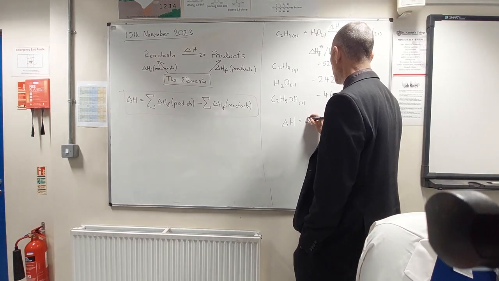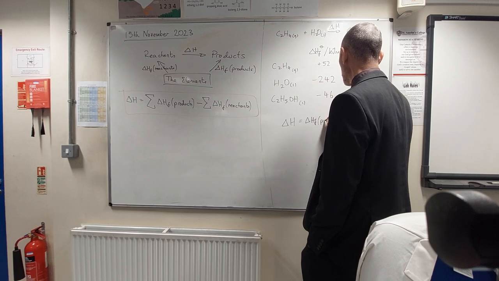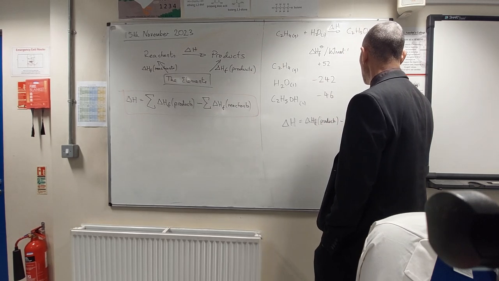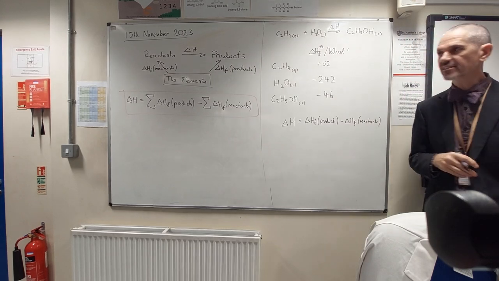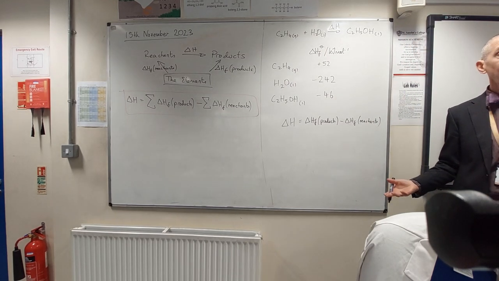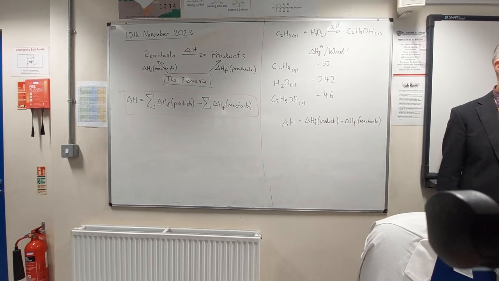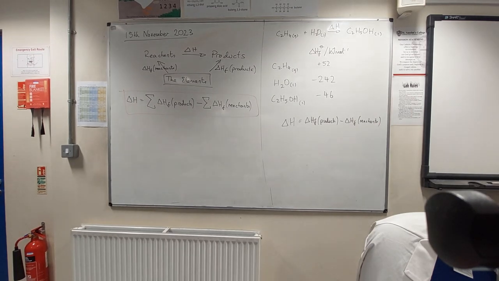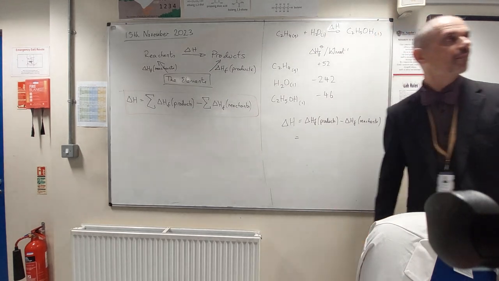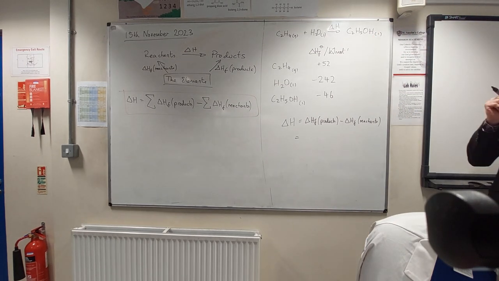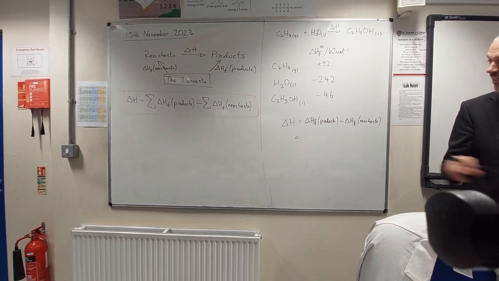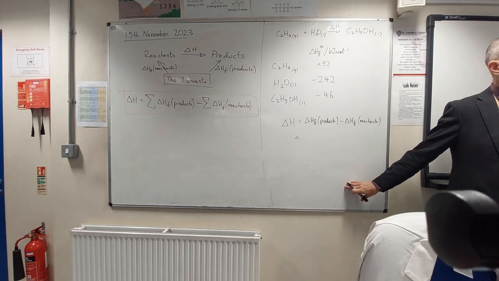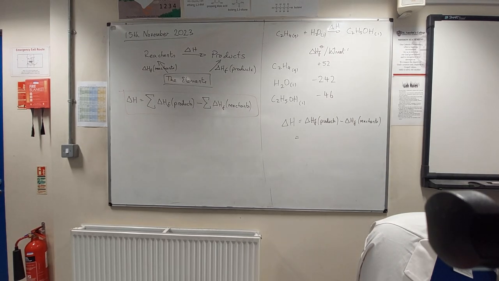Okay, so products minus reactants. I haven't actually done any work yet. All I've done is write down a formula. Tick, you've got a mark. You lose it if your answer's wrong. So if you write down the right formula and go on to get the answer wrong, you still get 1 mark, which is the point I'm kind of trying to make here.